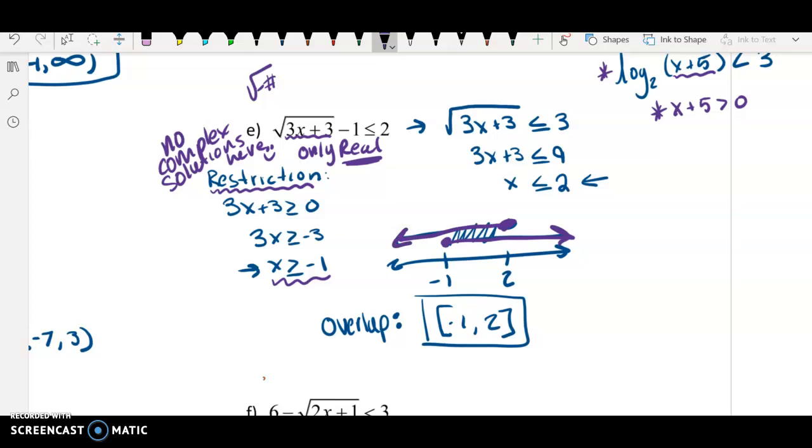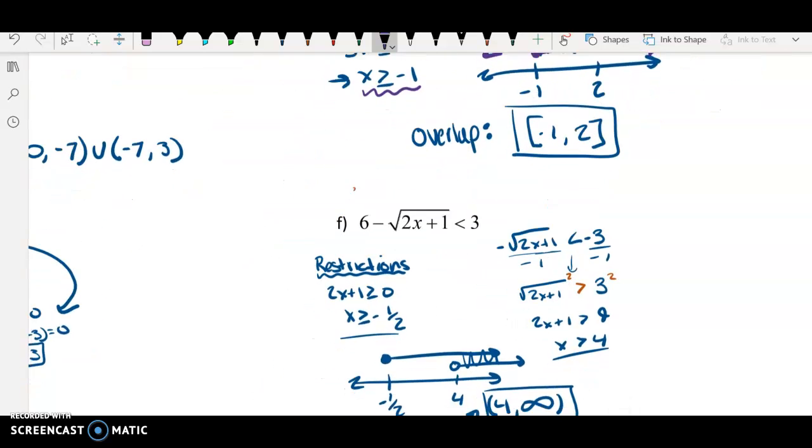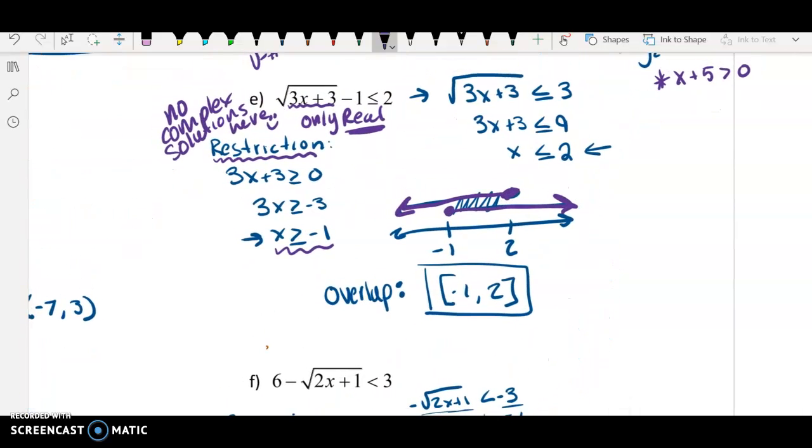Now, taking a look here, this is a less than inequality, and it is equal to, so you're going to have the two closed circles, and it's the overlap in the middle because it's an and inequality.